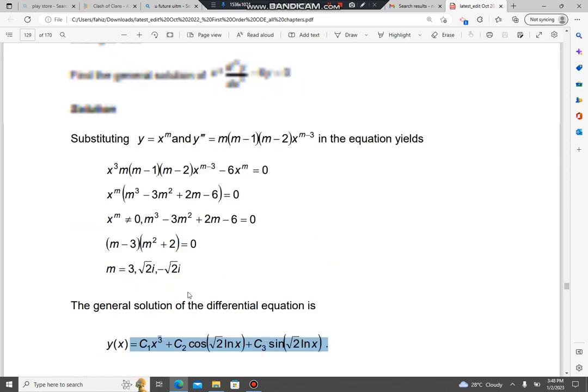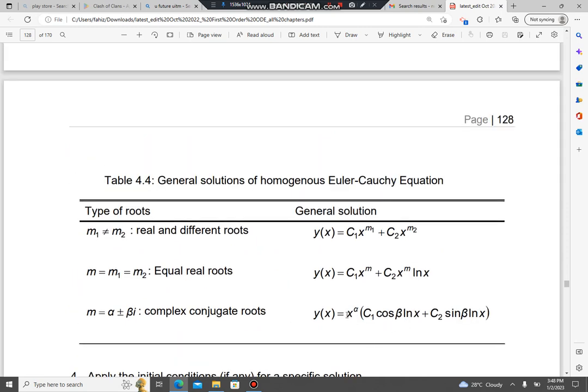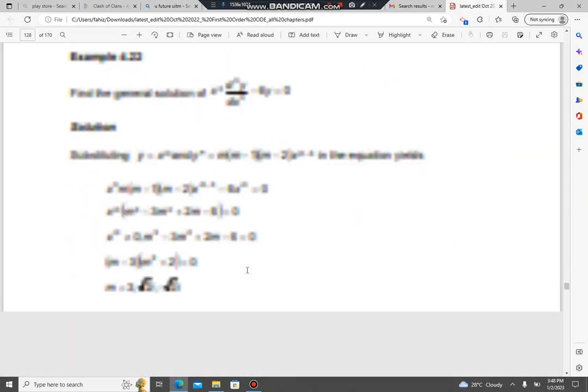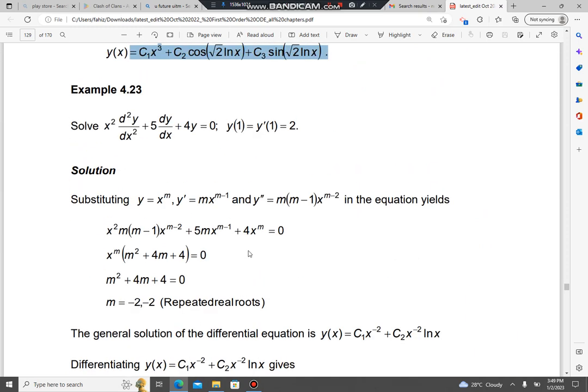Okay, mana yang dapat yang ni? Kita refer from table here. This one: c1 cos beta ln x, c2 sin beta ln x. Okay, so this one untuk second example, and then third one.